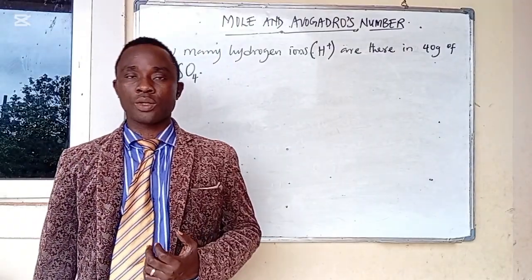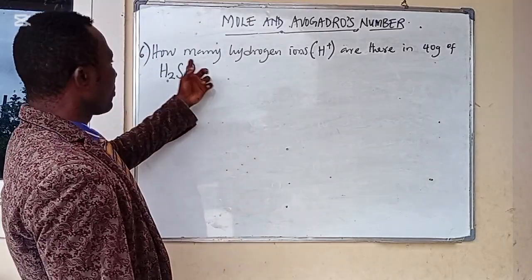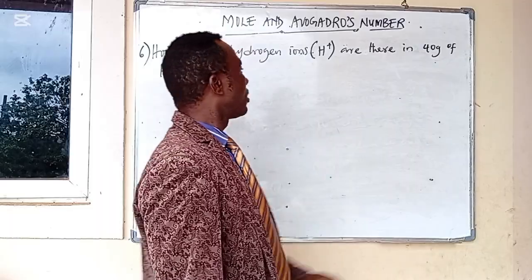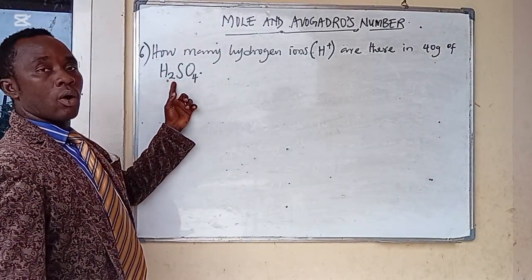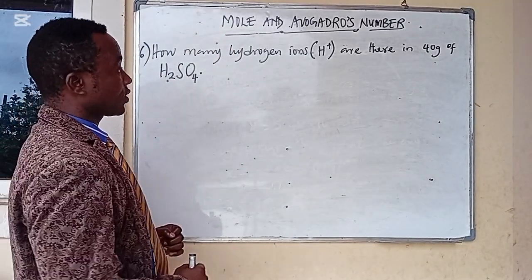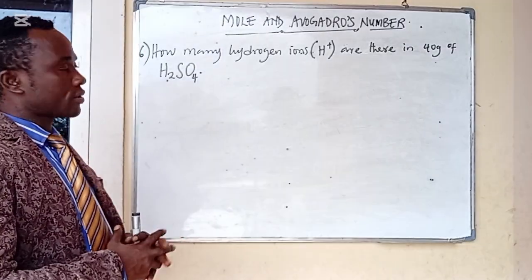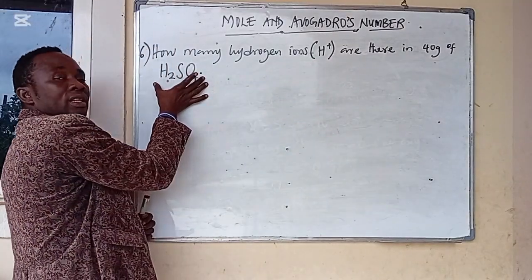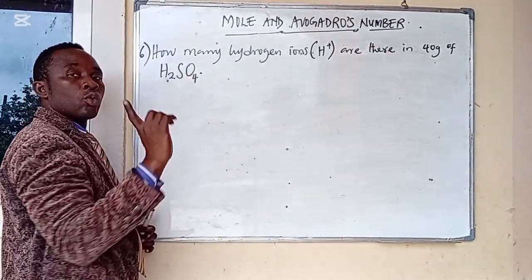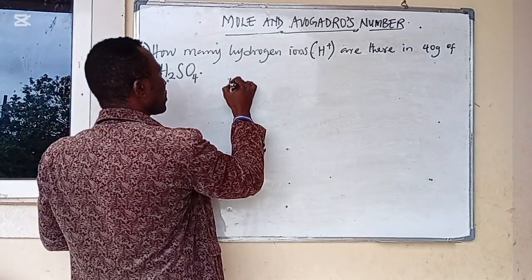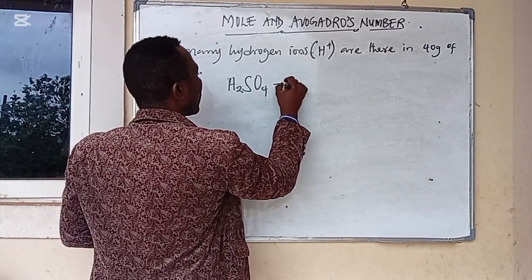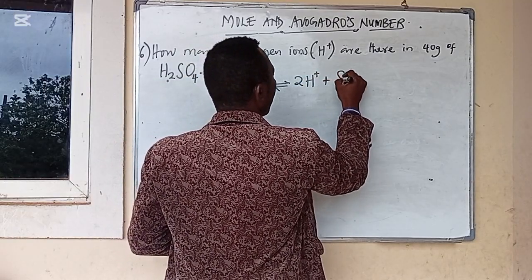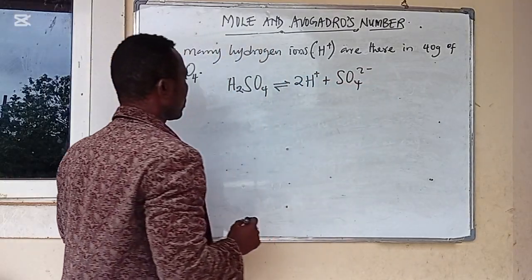Now we are taking question 6. It says how many hydrogen ions are there in 40 grams of tetraoxosulfuric acid? Hydrogen ions, you need to ionize this acid for you to calculate. Now you know that H2SO4 will ionize to give you 2H plus and SO4 2 minus.